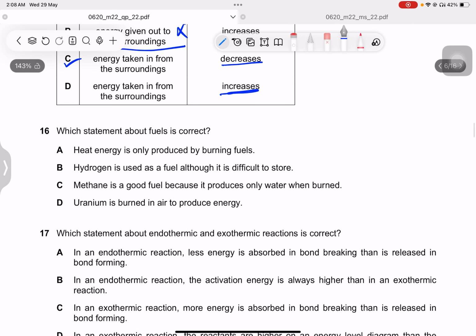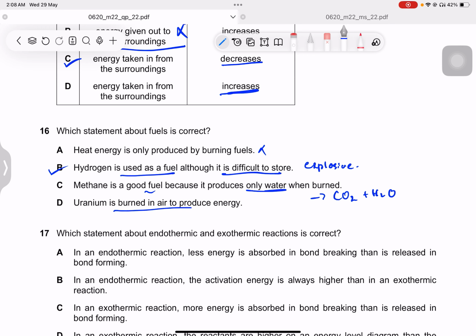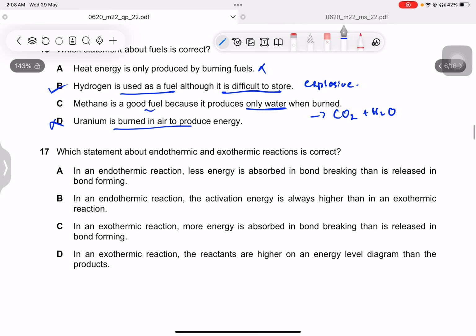Next, which statement about fuels is correct? Heat energy is only produced by burning fuels, no. Not only heat energy, light energy is also produced, and burning fuels is not the only method to get heat energy. Hydrogen is used as a fuel, although it is difficult to store. True. Hydrogen is used as a fuel and it is difficult to store because of its explosive nature. Next, methane is a good fuel. Yes, it is, but because it produces only water when burned, no. Every organic compound, when it is burned, produces carbon dioxide plus water. Uranium is burned in air to produce energy, again, no, not burned in air.